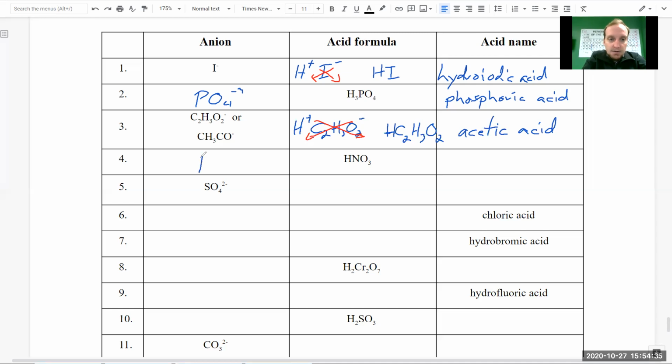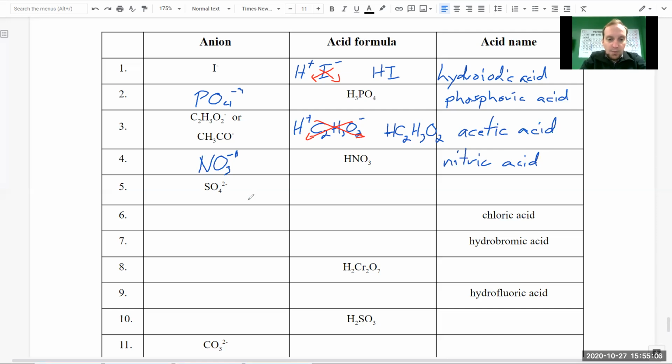HNO3, the anion is NO3. NO3 has a -1 charge. Again, the 1 would be right there, but it's not written because, of course, it is assumed. Oh, sorry, -1. All right, so NO3 is called nitrate, so this is called nitric acid. Again, no hydro, nothing, just nitric acid. Again, if that was NO2, that'd be called nitrous, but NO3 is nitrate, so it's nitric acid.